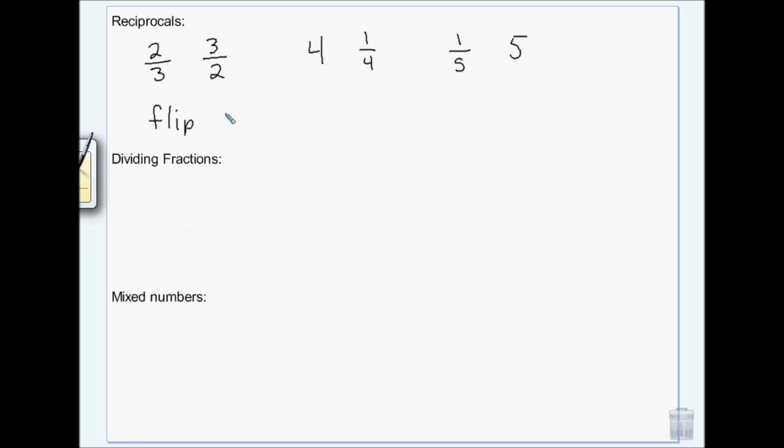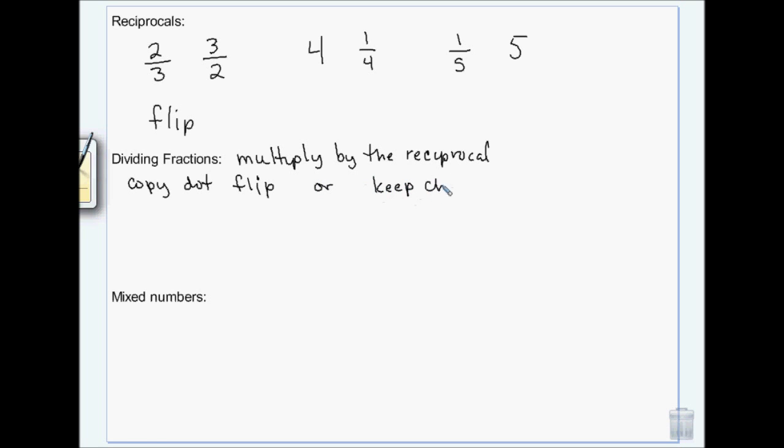To divide fractions, you multiply by the reciprocal. Or, as I like to say it, you copy, and then you dot, and then you flip. Or, I've heard you keep, and then you change, and then you flip. Keep, change, flip, it's KCF, whoops, KCF instead of KFC. You guys heard that? Okay. I like copy, dot, flip.